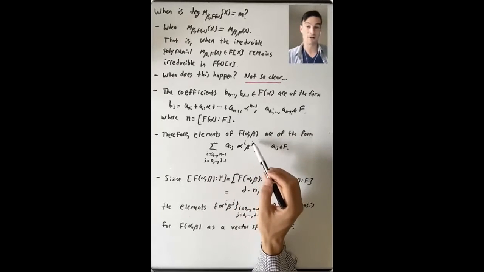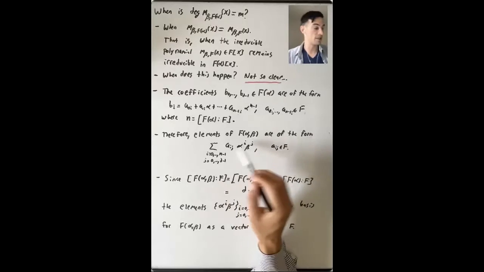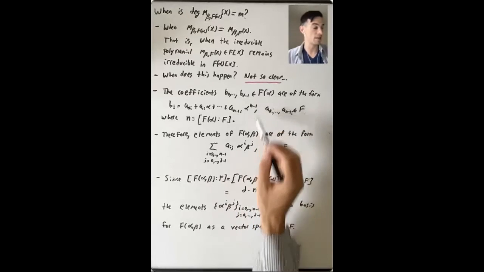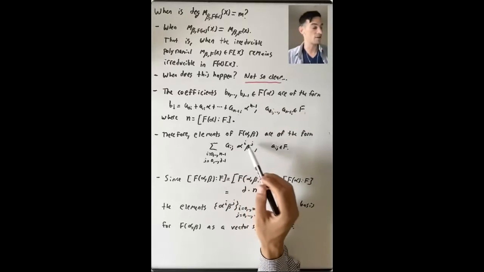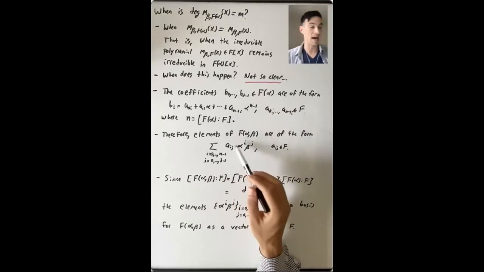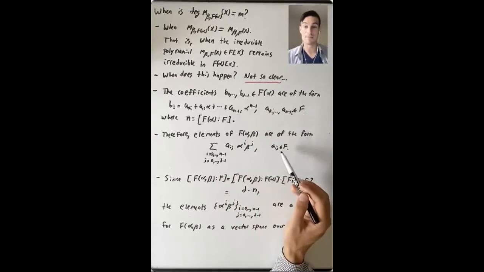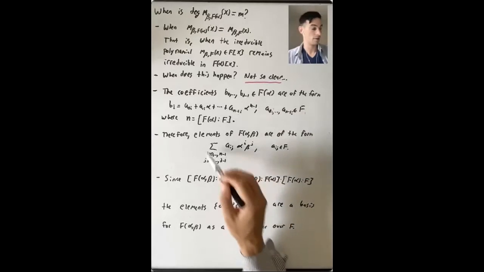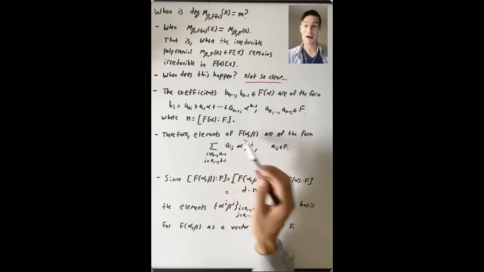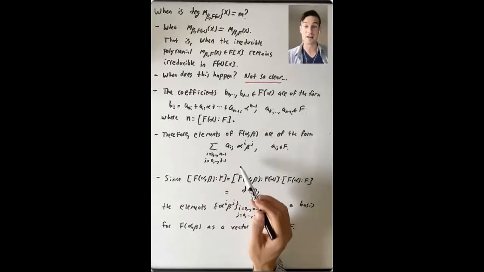J is going to be the power of beta. i goes from 0 to n minus 1, the same n minus 1 here. And j goes from 0 to d minus 1, the degree of F adjoin alpha and beta over F adjoin alpha. And these a_ij's are just elements of the base field F. So this is our concrete description of what these elements look like.